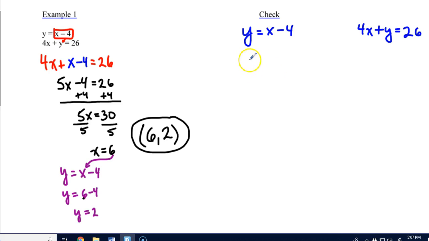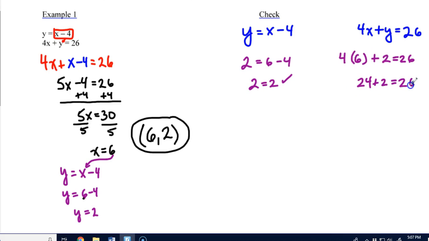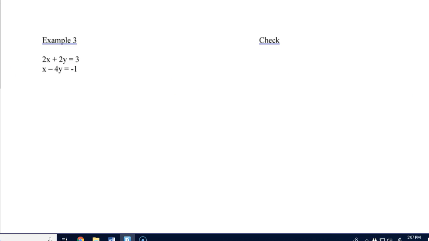Okay, so hopefully you paused and worked this out. Excellent. Let's try one that's a little more complicated. Let's jump ahead to number 3.